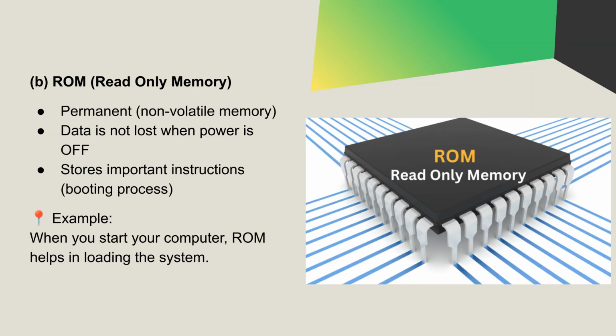Another type is ROM, or read-only memory, which is permanent and non-volatile. It retains data even when power is off and stores vital instructions like the booting process. When you start your computer, ROM helps load the system.